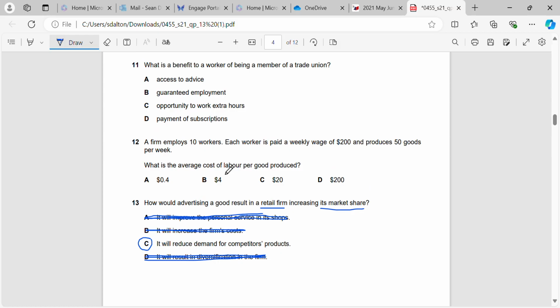Okay, question 12. A firm employs 10 workers. Each worker is paid a weekly wage of $200 and produces 50 goods per week. What is the average cost of labor?